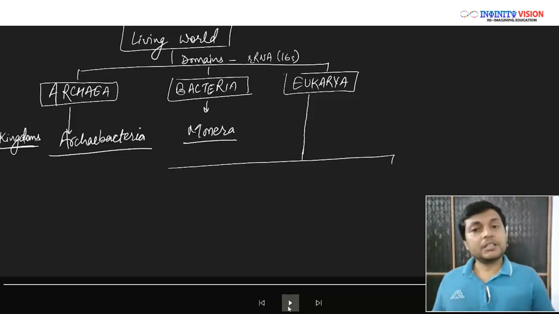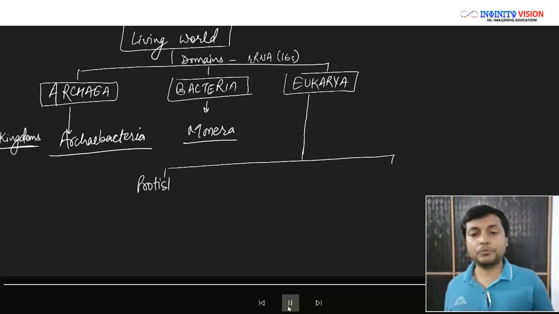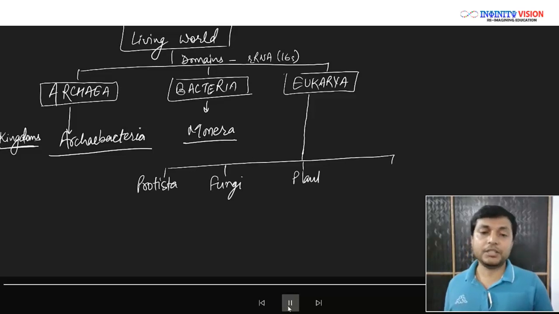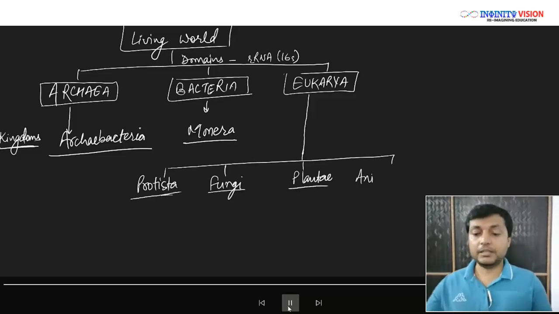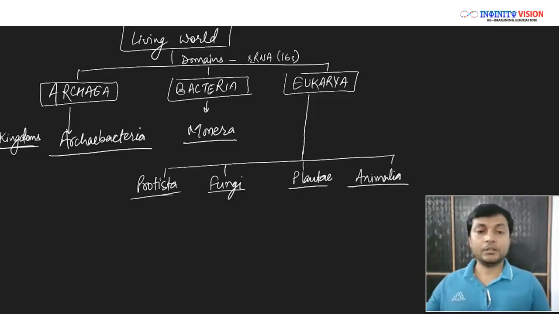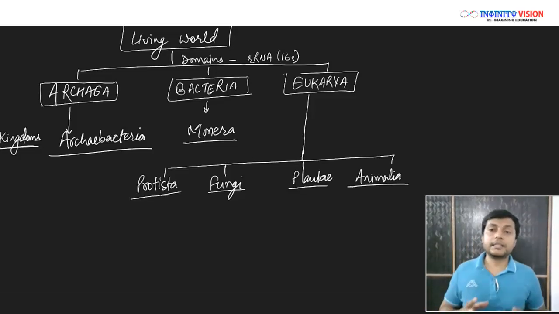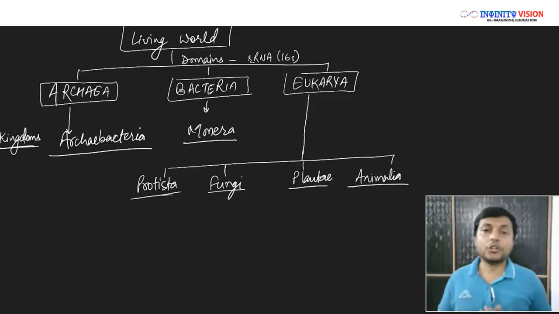The further classification is the same as the five kingdom classification, that is, the domain eukarya is divided into four kingdoms: Protista, fungi, plantae and animalia. So this is the six kingdom classification or three domain classification by Carl Woese.